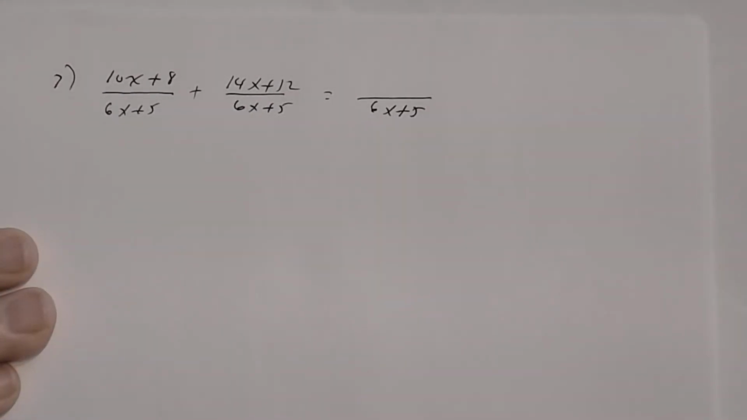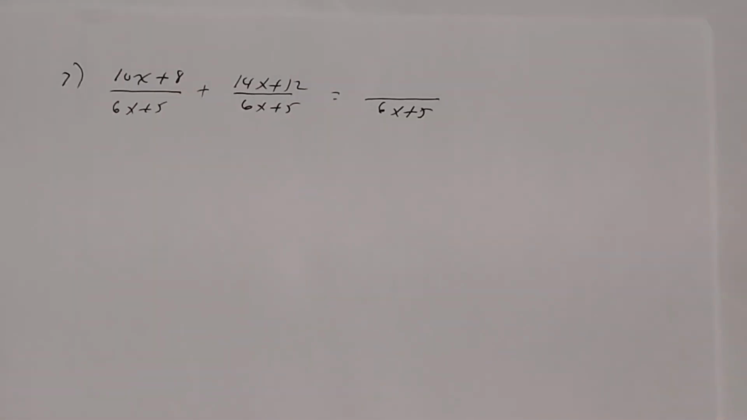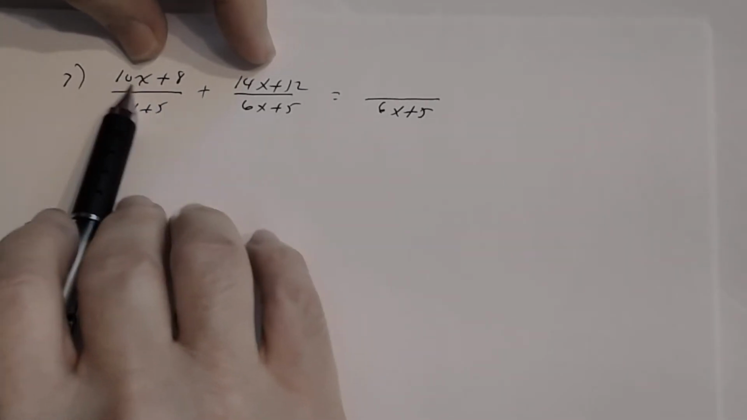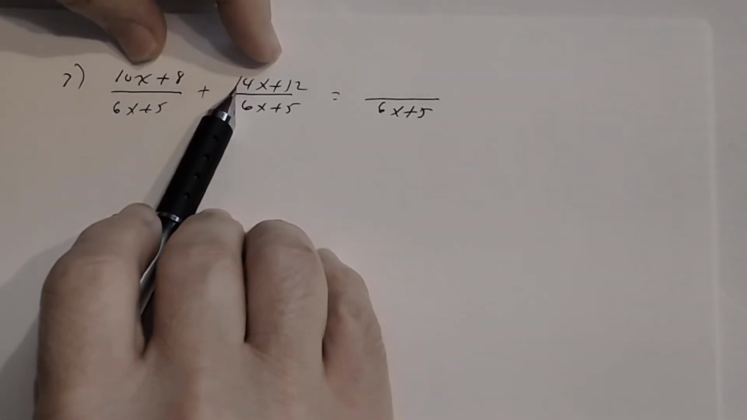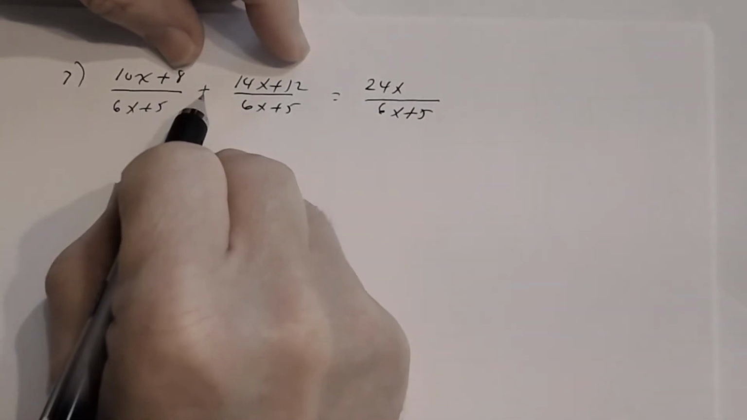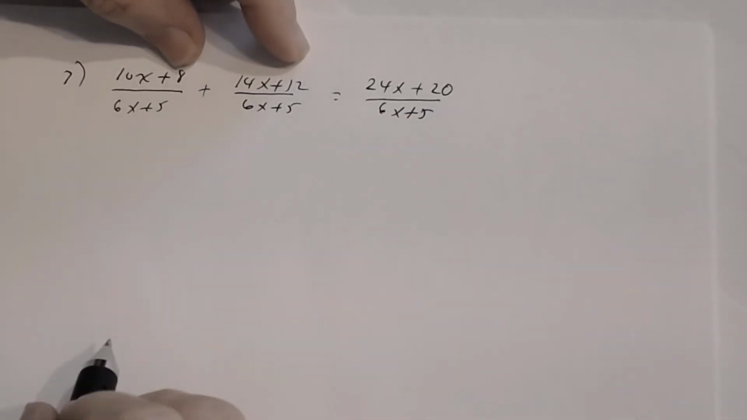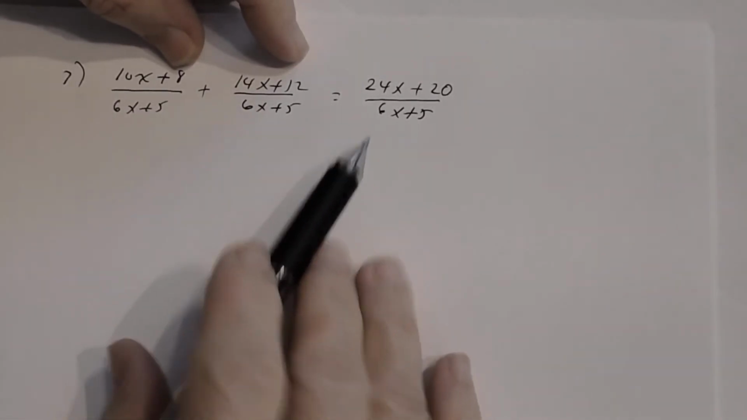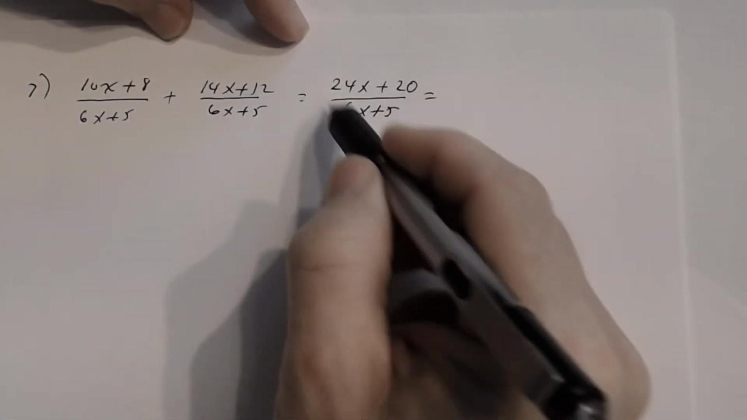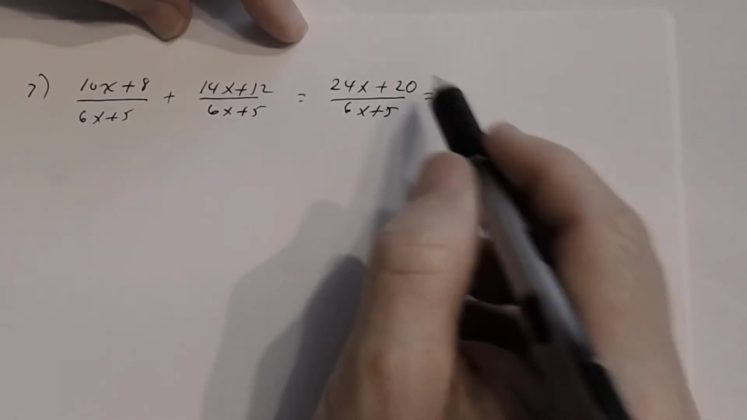Again, you don't need to keep writing this down because most of you can possibly do this very easily in your head. For example, 10x and 14x is 24x. A positive 8 added to a positive 12 is a positive 20. Okay, so that's where we're at. Now the next step is to factor. You want to simplify this rational expression, so you need to factor and then reduce.